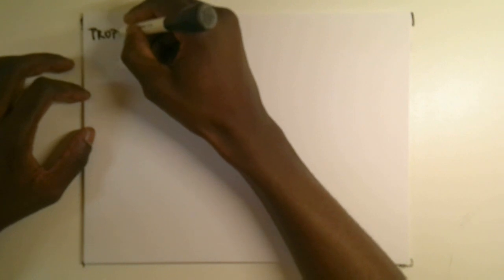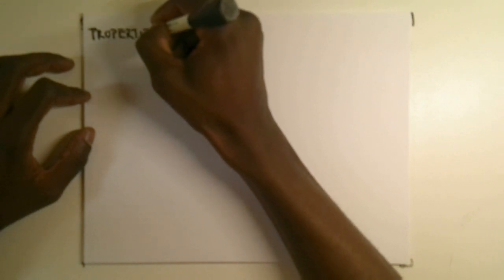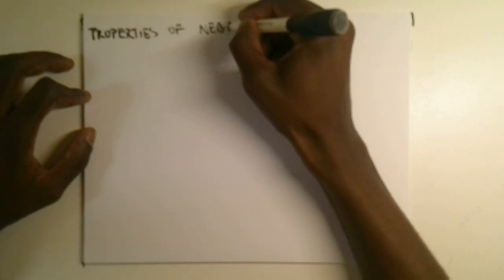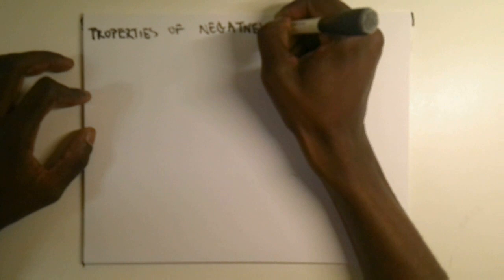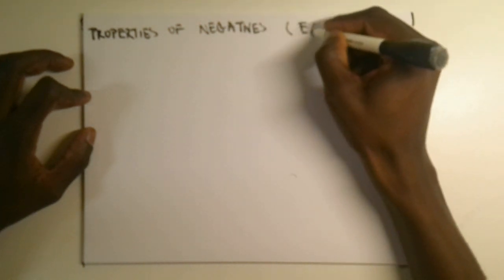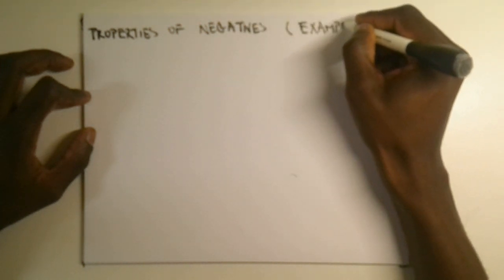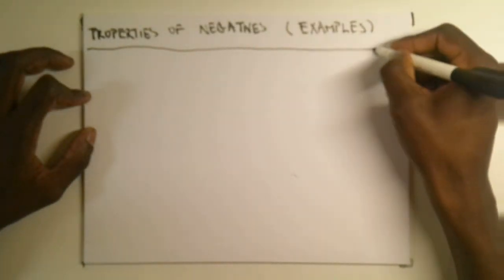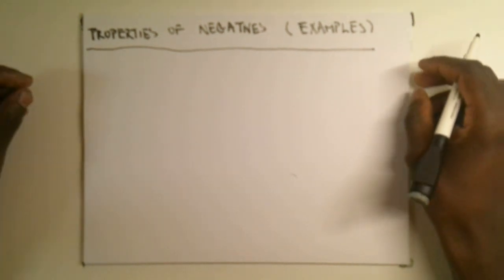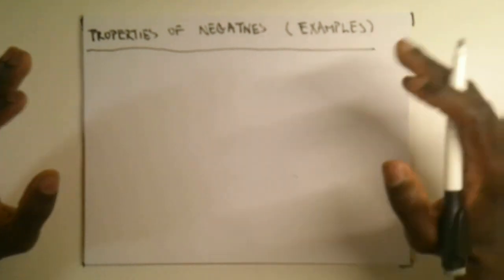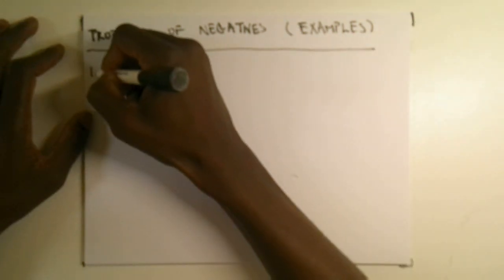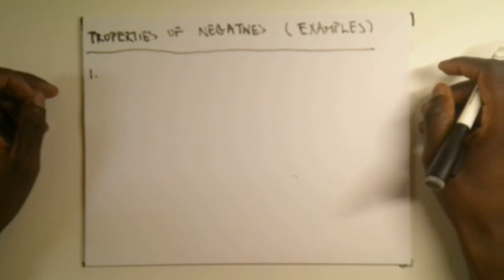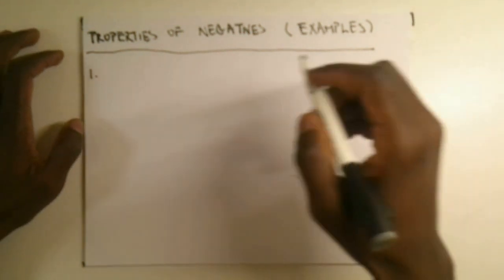For this video, we'll look at the properties of negatives again, but we really want to ground ourselves in examples to see what is actually being calculated. All the properties that we looked at in the previous video, for each number, it's going to be linked to that specific property. So let's look at the first example.